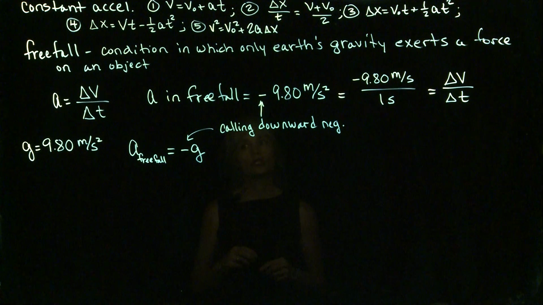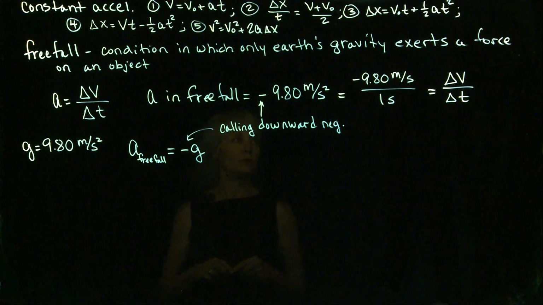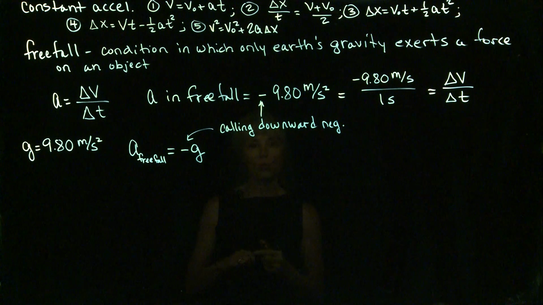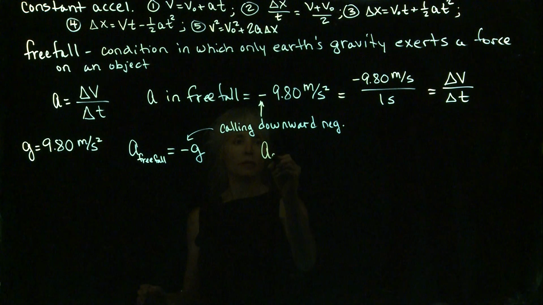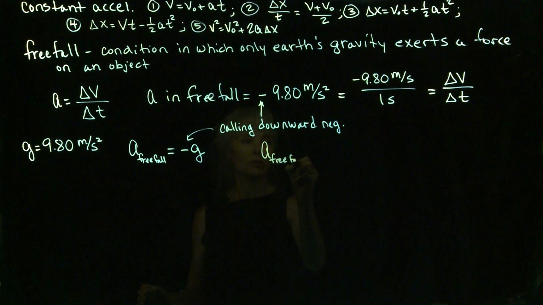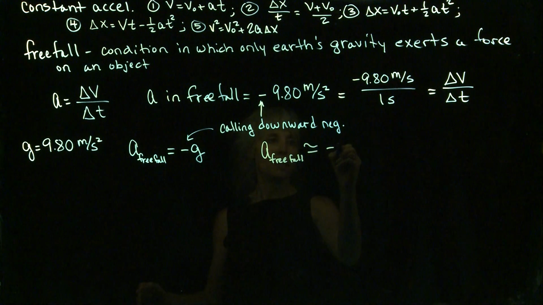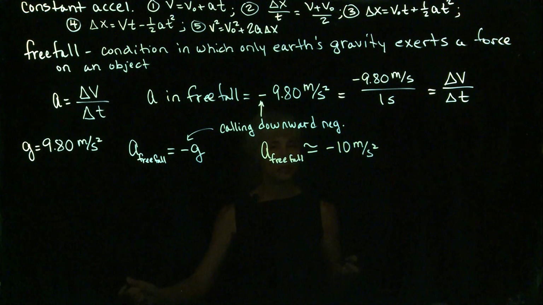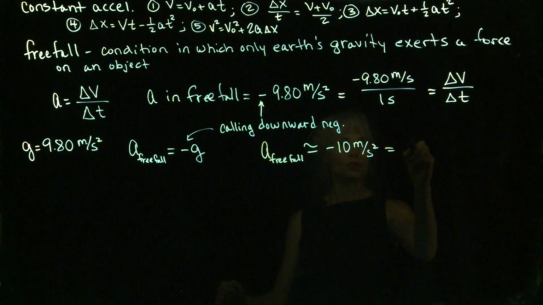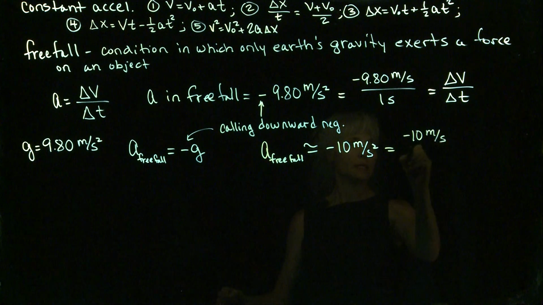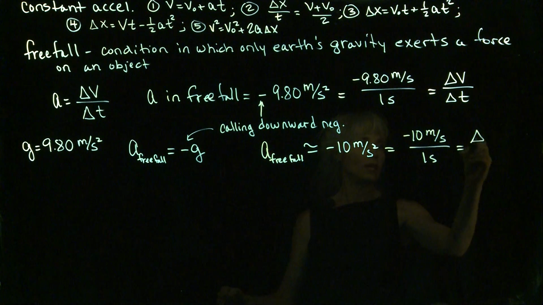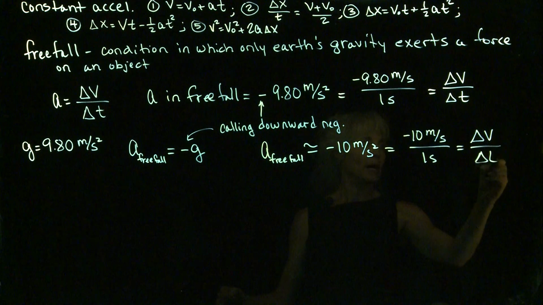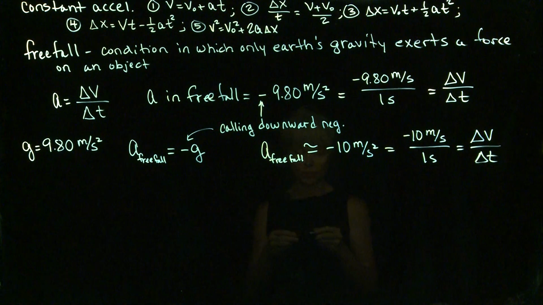So the acceleration due to Earth's gravity is going to be written as a negative 9.80 meters per second squared. If we round the acceleration in free fall to approximately minus 10 meters per second squared, because 9.80 is very close to 10, it's going to help us do a little thought experiment. So remember, this is the change in the velocity over the change in time.